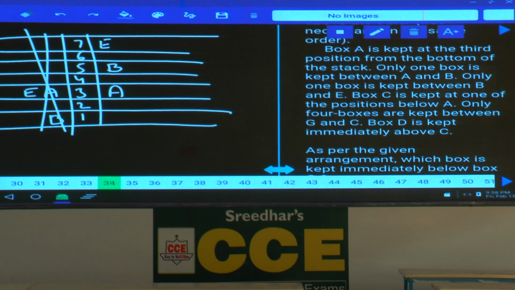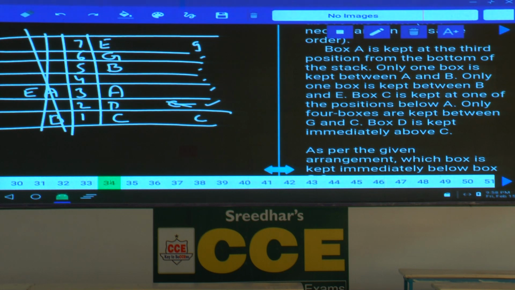And box C is kept at one of the positions below A. Box C is kept at one of the positions means C can be either on the second or on the first place. Only 4 boxes are between C and G. If C is here, 1, 2, 3, 4, G must be here, which is not possible. Hence C cannot be here. Hence where should this C be? C must be at the first one. 1, 2, 3, 4. G is here. Only 4 boxes between C and G. Next one. And box D is kept immediately above C.